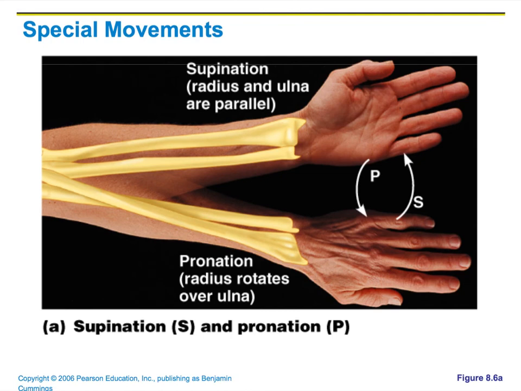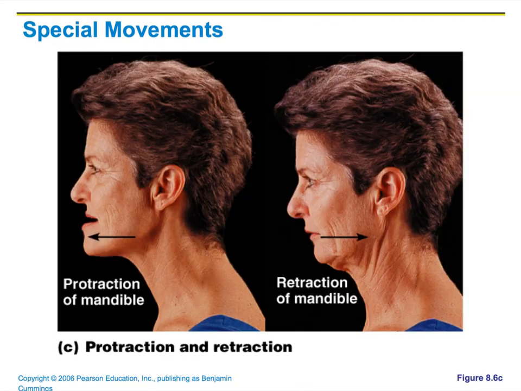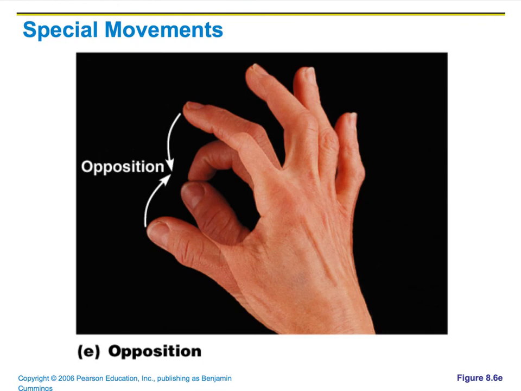You can see here supination and pronation demonstrated. Bowl of soup versus prone, or turning the hand down. Inversion versus eversion. Protraction and retraction. Well, that's a good look. Elevation and depression, and you can do the same when you hunch or droop your shoulders. And opposition. Peace. Good luck.